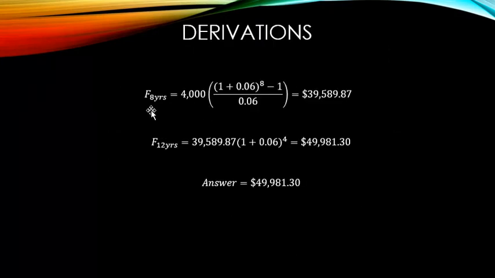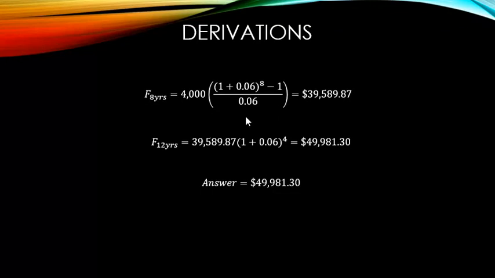To solve this problem, we will use this first equation. The future value at the end of 8 years is equal to $4,000, our annual payment, times (1 plus our interest rate) to the number of years, minus 1, over our interest rate, which is equal to $39,589.87.